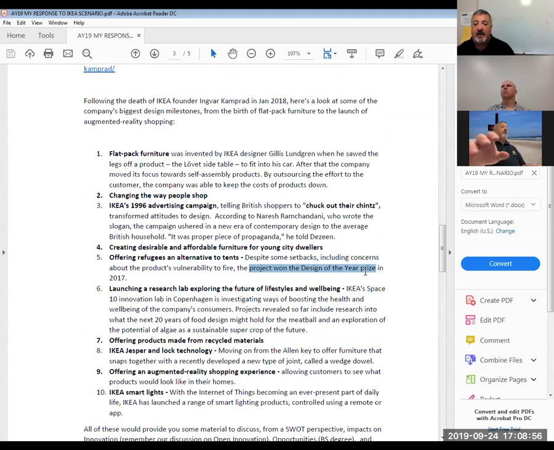And then, of course, they've got the Space 10 Innovation Lab in Copenhagen. Okay. And they're even looking at what the next 20 years will do in, of all things, food design. Well, that's kind of interesting. IKEA is interested in what the potential of algae is for food, like the meatball. Why would IKEA be doing that? Well, they're taking this seriously of delivering value to their customer. Anyway, so just some things to consider.